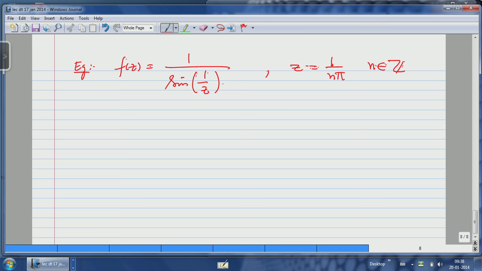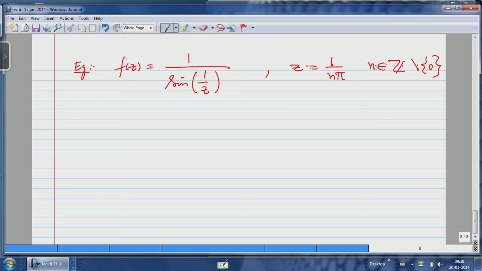Okay, so 0 is already a problem for the function 1 by z. So it is also a problem for the function sine 1 by z. Therefore, of course, when I write 1 by n pi, I must make sure that n cannot be 0, because it does not make sense. So n cannot be 0, but then I should also include z equal to 0, because this is a point where the denominator is not defined, namely sine 1 by z is not defined.